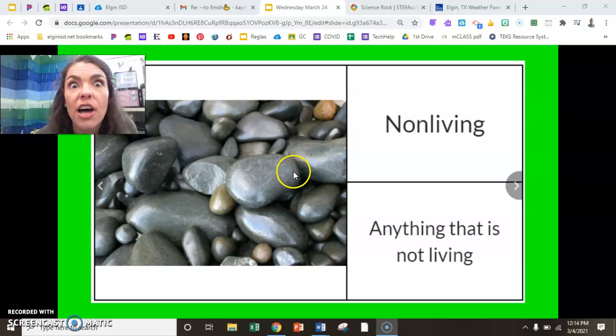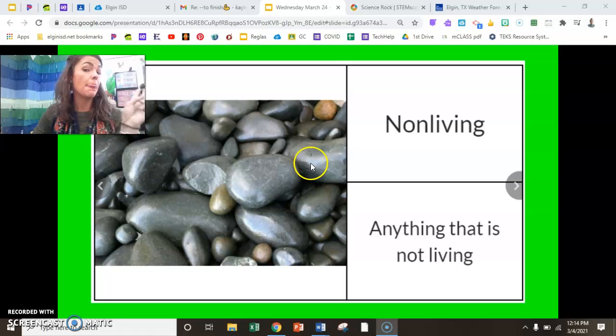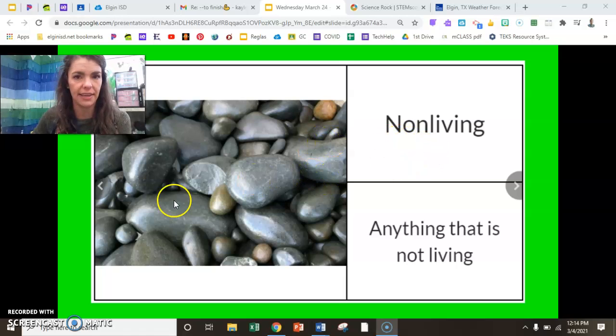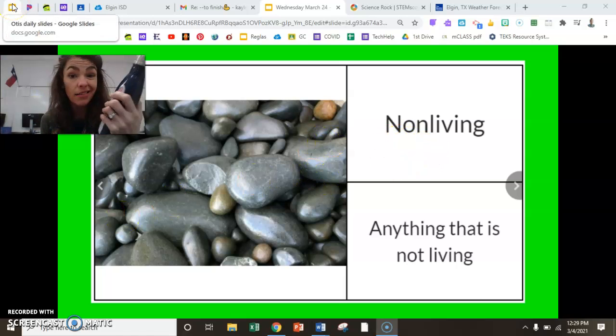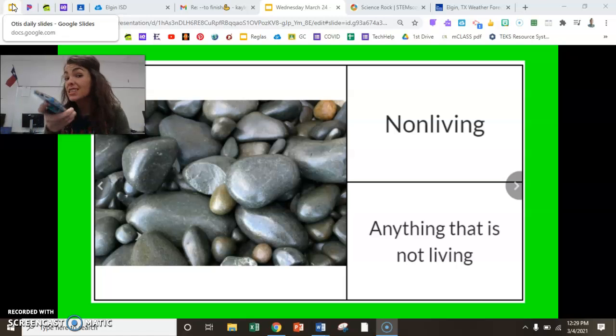What do you see here that's not alive? Rocks. They don't need water. They can't make babies. They don't need food. They are not alive or not living. My water bottle's not alive. My phone is not alive. My scarf, my dress, these are not alive. They don't need water, don't need food, can't make babies.